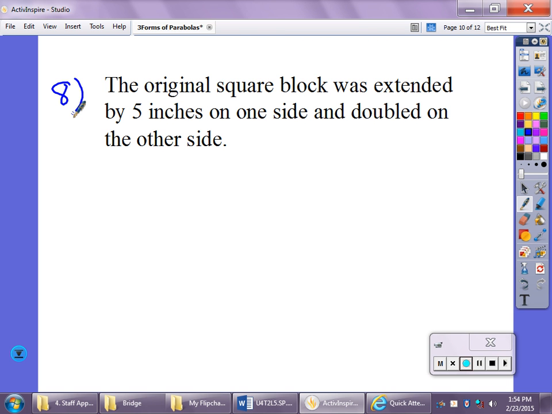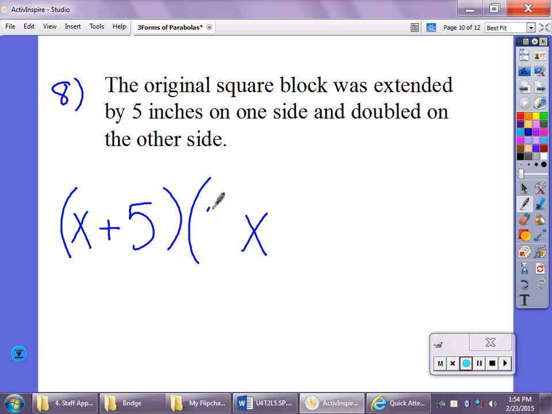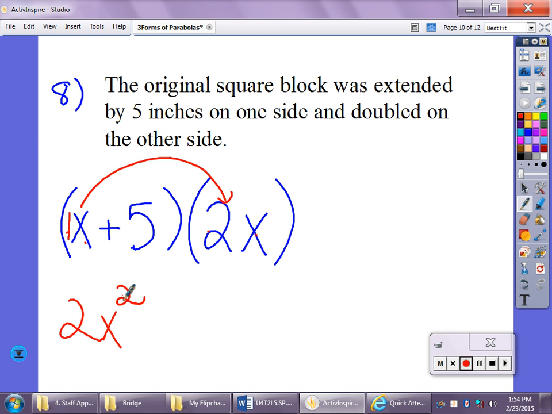The original square was extended by 5, so our original extended by 5 and doubled on the other. So some people had trouble with this. They did x plus 10 because they thought double this. But double the original. The original is x, so when I double it, it is 2x. It is not doubling the extension, it's doubling the side. So if the side was x, double that is 2x. Share x with 2x, that is 1 times 2 is 2. X times x is x squared because there's 2 x's involved. Now 5 times 2x, 5 times 2 is 10, and the x is there to tag along.